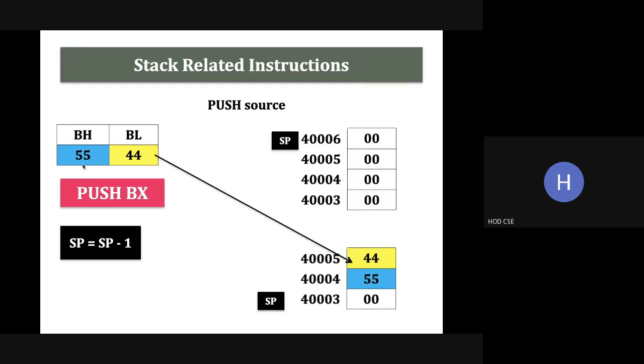So here let us take this. I'm having BH as 55 and BL as 44, and together this register is called BX. Okay. So I am writing here push BX. So the content of this will be pushed into the stack. See here, initially the stack pointer will be at 40,006. So here the stack pointer will be decremented and the data will be pushed into the stack. And after pushing the data, the stack pointer will be 40,003.